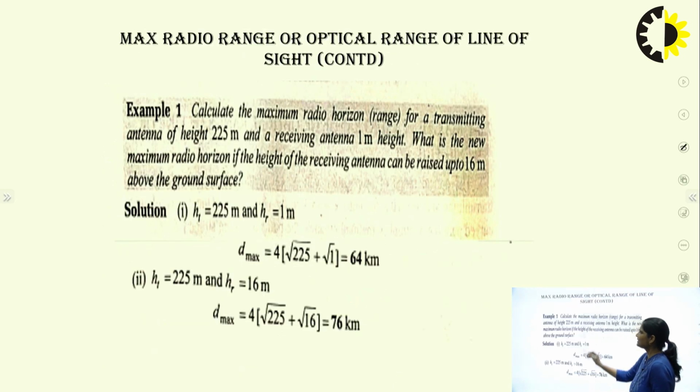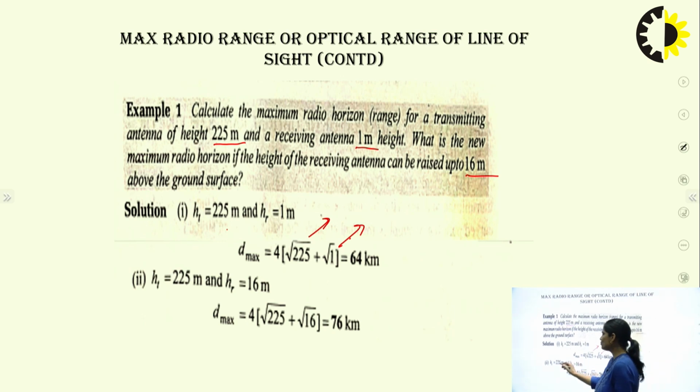Let us take an example. Calculate the maximum radio horizon, means in range, for a transmitting antenna of height 25 meter and a receiving antenna of 1 meter height. What is the new maximum radio horizon if the height of the receiving antenna can be raised up to 16 meter above the ground surface? So h_t is equal to 25 meter, h_r is equal to 1 meter. Now d max you can find out, that is equal to 4 under root h_t plus under root h_r. So here put the value of h_t, here put the value of h_r. So you will get here 64 kilometer.